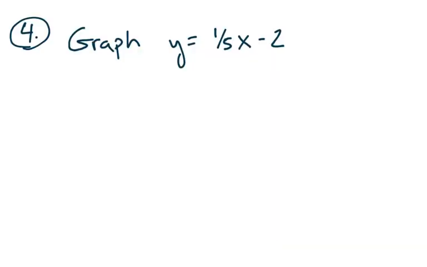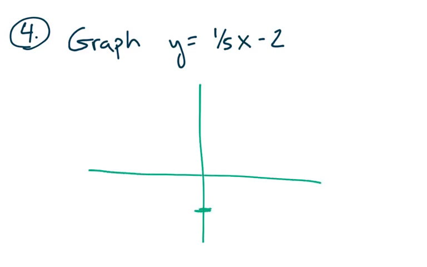Okay, moving right along. Graph y equals 1/5 x minus 2. So go ahead, pause the video now, and see if you can figure out how to do this on your own. And I'm going to assume that you've done that. Let's graph it. So this means I'm going to start at negative 2, and this slope is 1 over 5, which means I'm going to rise 1, and I'm going to run 1, 2, 3, 4, 5.